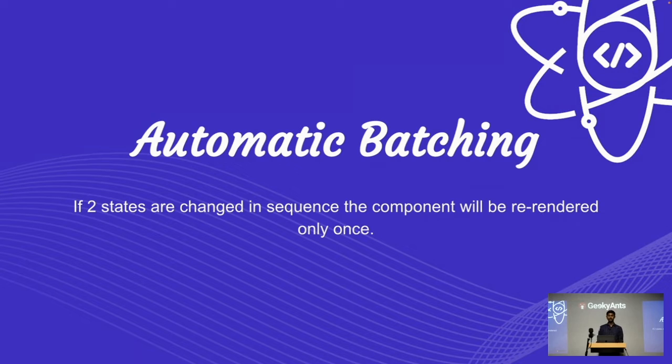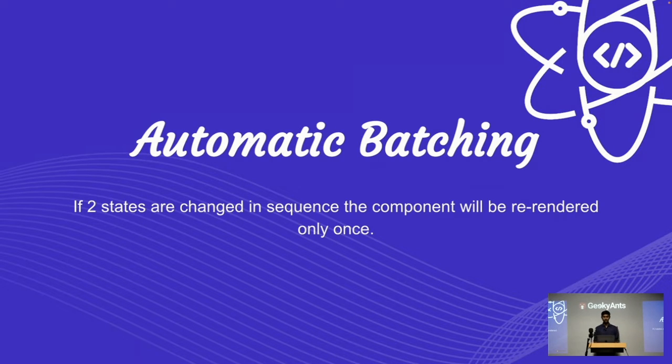Batching in React means if two states are changed in a sequence, the component will be re-rendered only once. For example, if I change a state in one line and try to change another state on the very next line, it doesn't make sense to re-render the component twice. So with automatic batching, the component is now re-rendered only once.